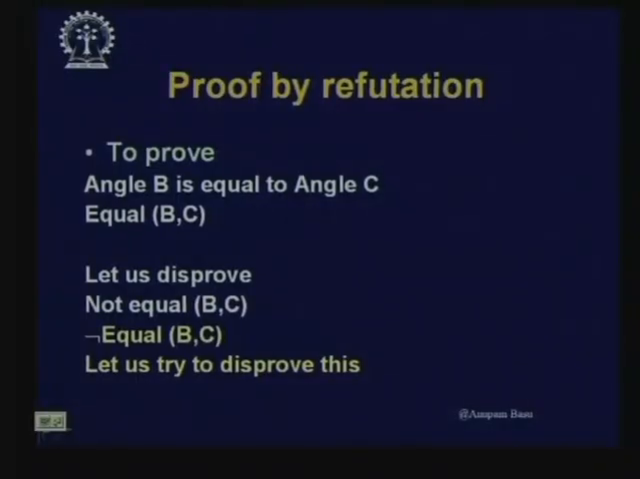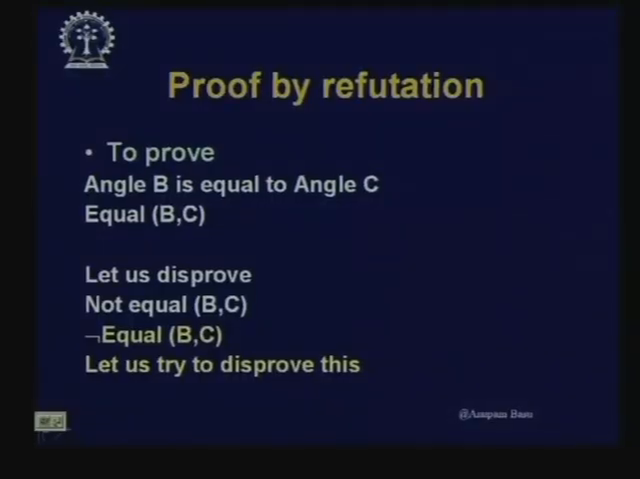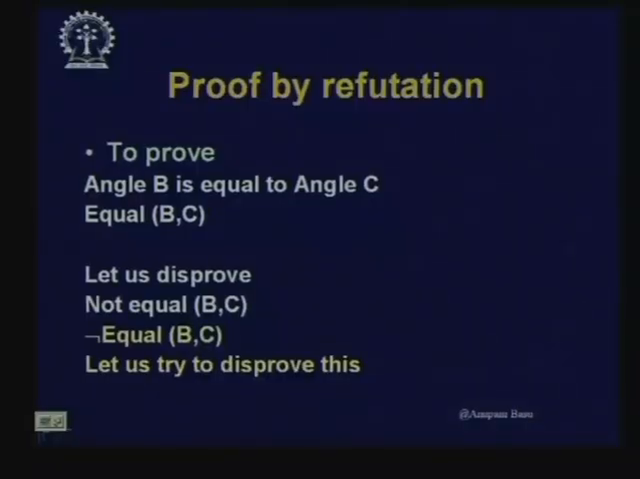Now, the basic approach of resolution is proof by refutation. That means to prove that angle B is equal to angle C, that is equal BC, our approach is, let us disprove that B and C are not equal. This is a very well known proof method, where in order to prove that B and C are equal, we first try to prove B and C are not equal and fail to prove it. So, we try to disprove not equal BC.